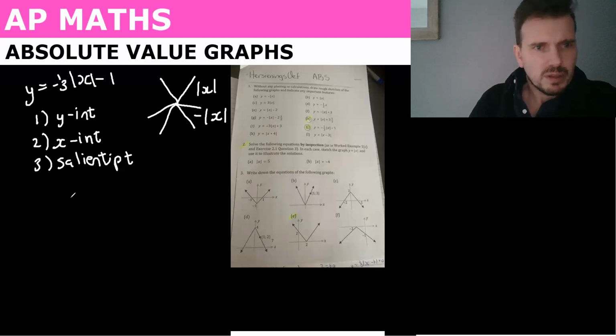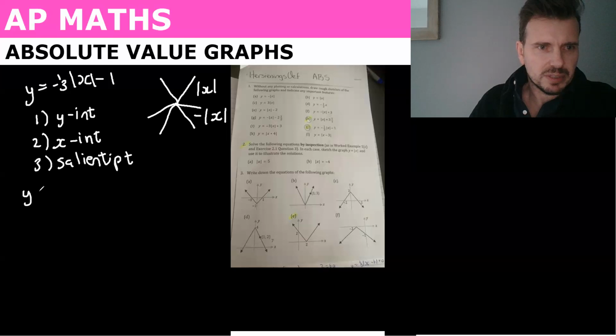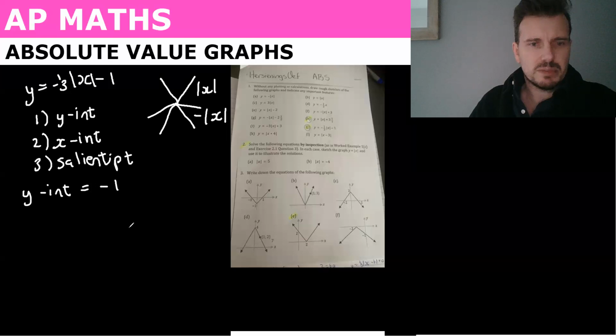But let's now look at it algebraically and see what we can come up with. We'll get the y-intercept by making x equal to 0. So that's going to be -1/3 times 0, which is 0, minus 1. So we know the y-intercept is -1.